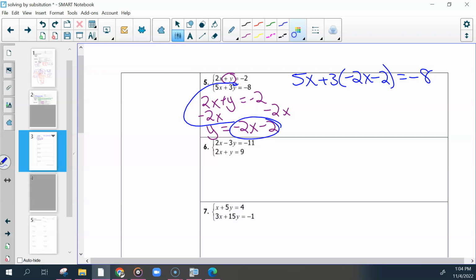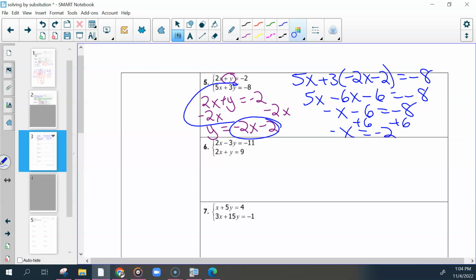And then start to solve. 5x minus 6x minus 6 would become negative x minus 6. So we would add 6, and do what to get x by itself? Divide by -1. So x equals positive 2.